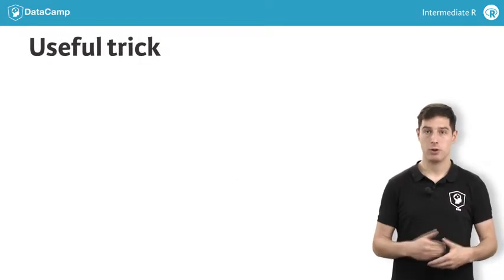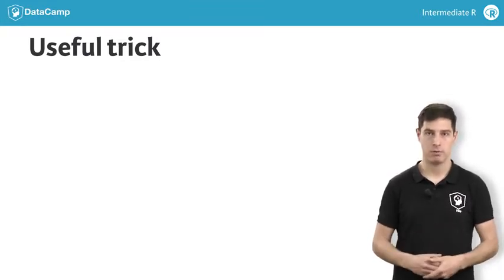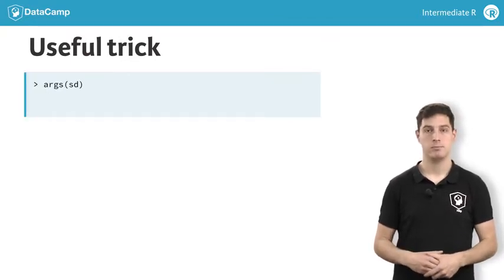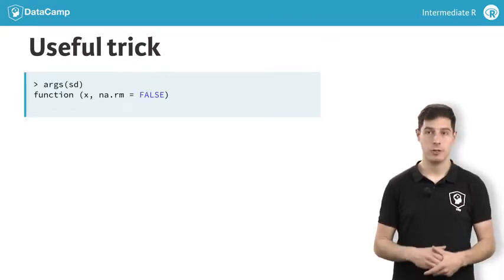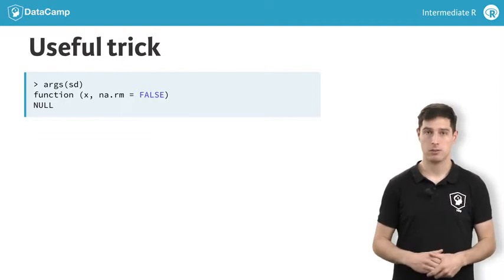Before wrapping up this introduction on functions, I want to point you to a very useful function, the args function. This is a function to learn about the arguments of a function without having to read through the entire documentation. For the sd function, we can use args(sd). The output tells us that the first argument, x, has no default argument, while na.rm, the second argument, is FALSE by default.